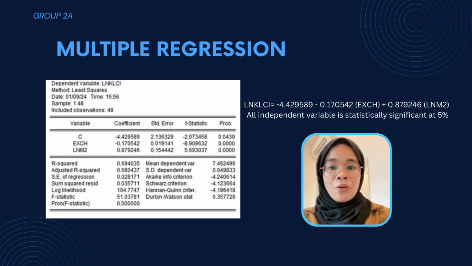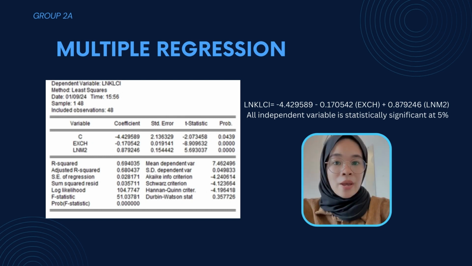The probability values for the constant term, exchange rates, and log money supply are provided. The constant term p-value is 0.0439, which is less than 0.05, suggesting that the constant term is statistically significant. The p-values for exchange rates and log money supply are both 0.00, which is less than 0.05, indicating that both exchange rate and log money supply are statistically significant predictors of log KLCI. In other words, changes in the exchange rates and the log of money supply are associated with significant change in the dependent variable log KLCI.